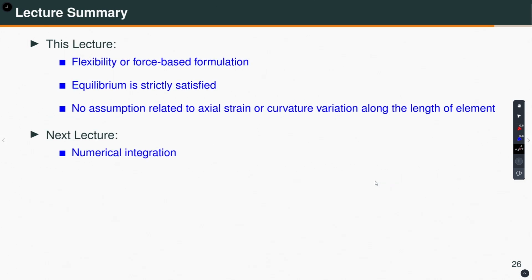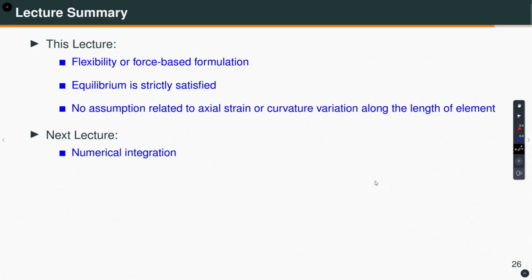Okay. So, with that, let me summarize what we have done in this lecture. We have talked about flexibility or force based formulation and how it is implemented in a standard finite element program or a structural analysis program which is based on the direct stiffness method. Okay. So, the implementation part may appear a little bit difficult to follow, but if you are doing your own implementation, then you can go back and listen to the lecture a few times, you will be able to understand. Otherwise, you can skip that, but at least you got the idea of this force based or flexibility based formulation.